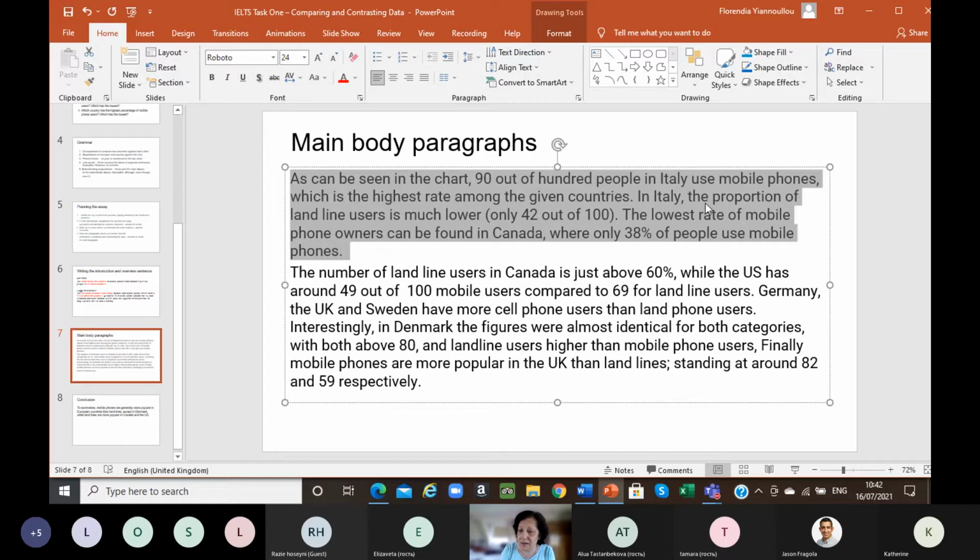In Italy, what's another word for proportion? What's another word for proportion here? Proportion is, what is it? Is it a number? What is it? Anyone?